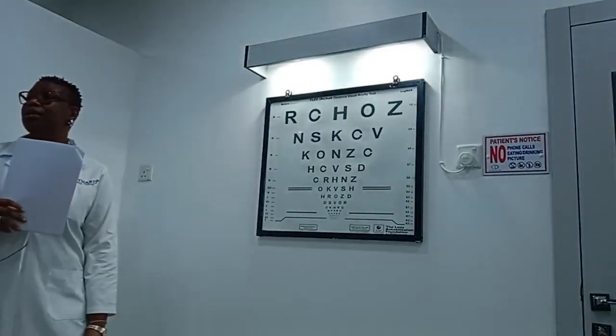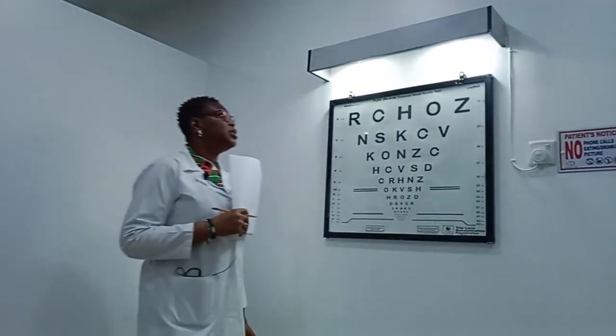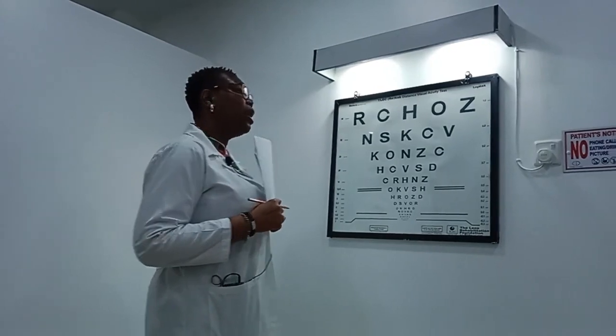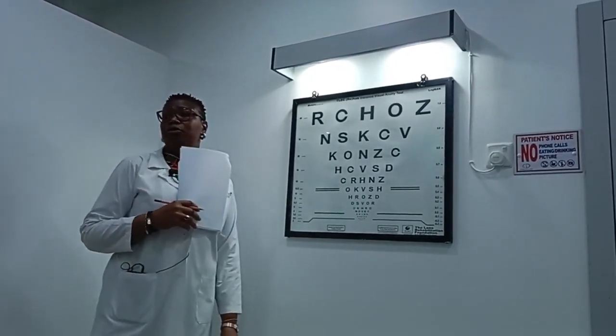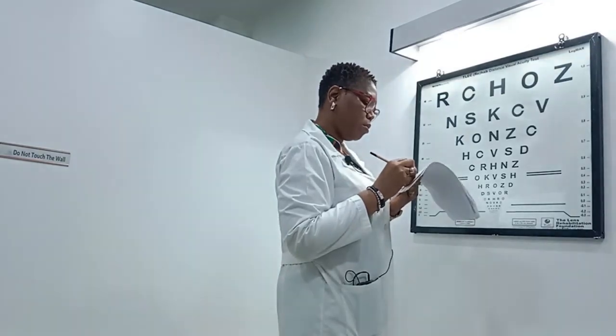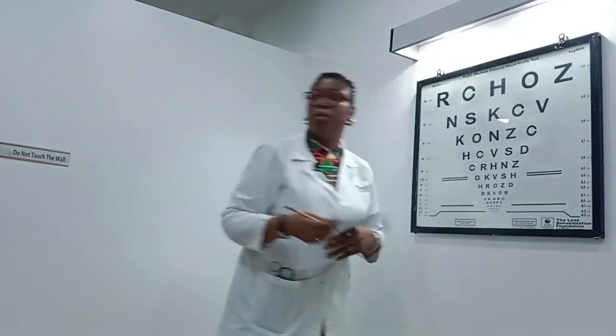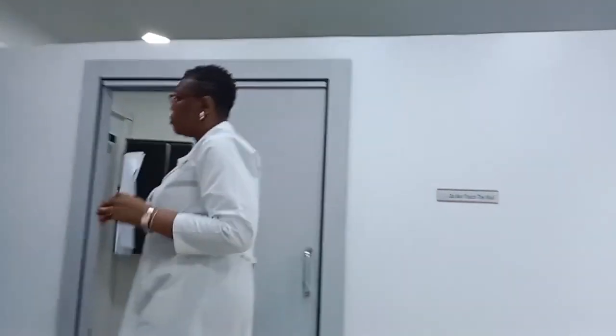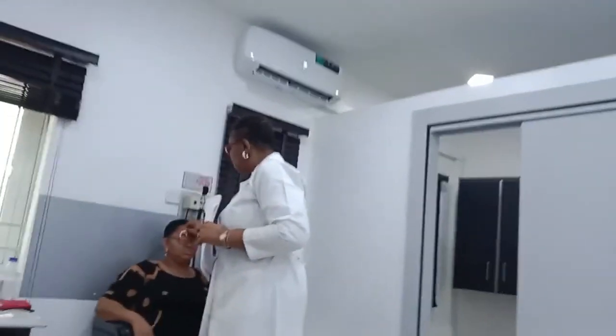We're going to take the distant visual acuity using the ETDRS logMAR charts. So we're going to take the right eye, the left eye, and then both eyes. Okay, so we've closed the right eye. So we're going to do with the two eyes now. Okay. So let's take it again.